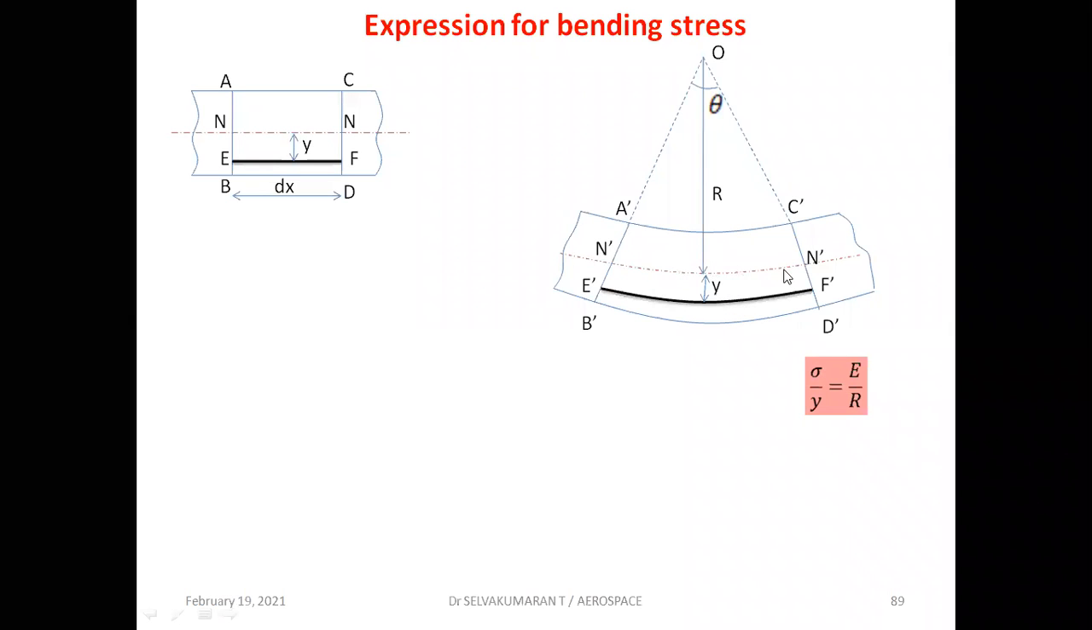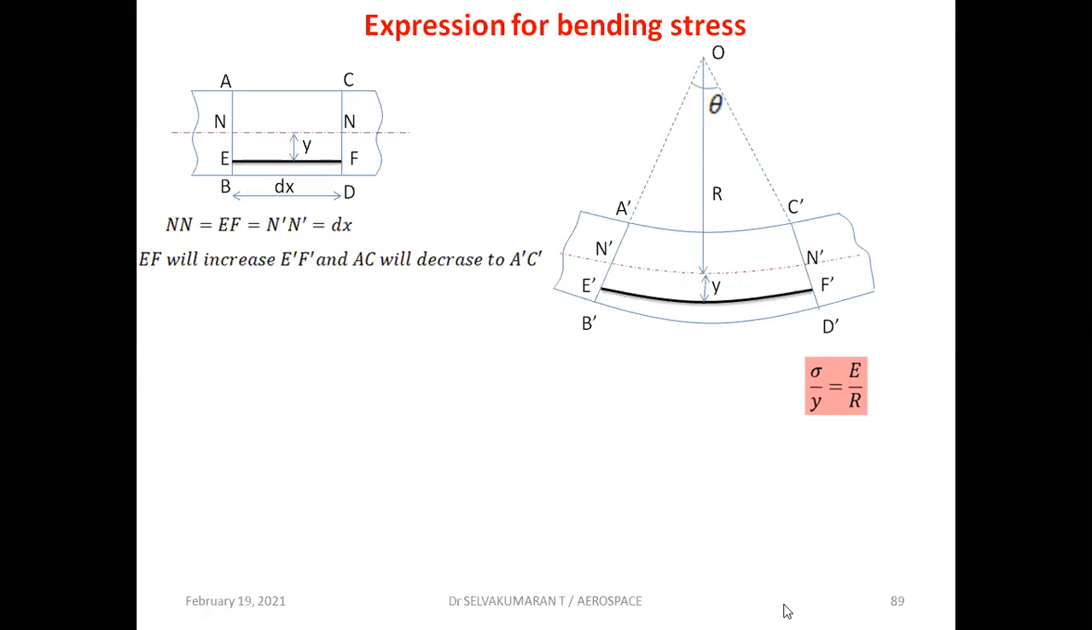This is called the neutral layer. If you look at the figure, NN is equal to EF, which is nothing but dx, or delta x in some textbooks. I'm taking it as dx. So N dash N dash is equal to NN, which is equal to EF, which is equal to dx. I told you already, it's a neutral layer, or neutral plane, where no deformation occurs, so that length remains the same, almost flat. Not exactly an arc, almost flat.